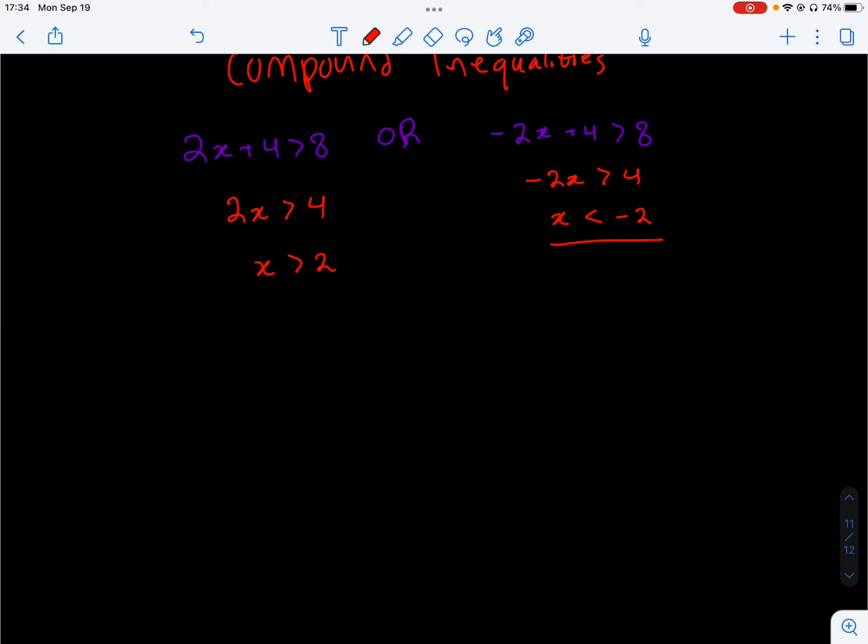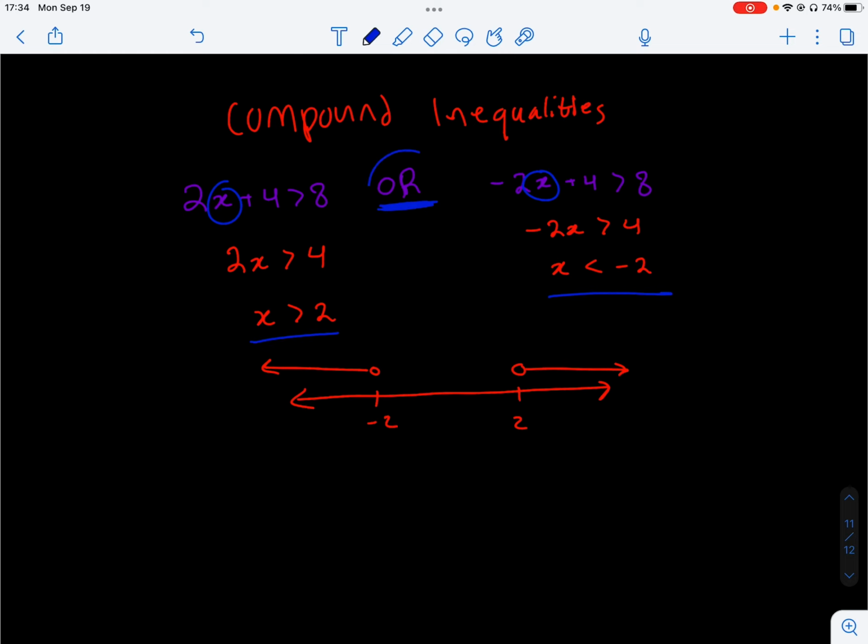And then we have this expression here, x less than negative 2. If I were to then graph these, we'd wind up with negative 2, positive 2, stuff that is greater than 2, stuff that is less than negative 2. The potential values of x can either be greater than 2 or less than negative 2. And so this is what we call an or inequality, or a compound inequality, where we're considering either of the solutions.